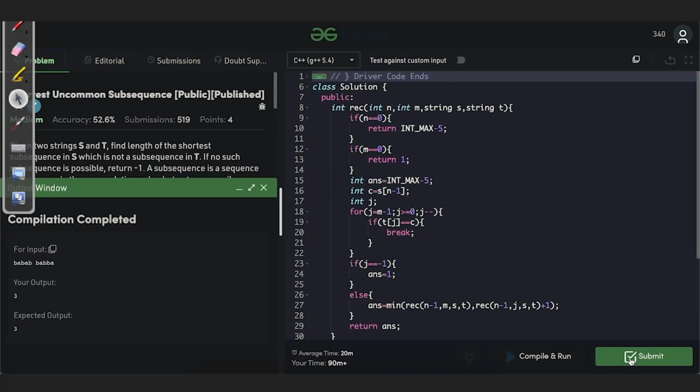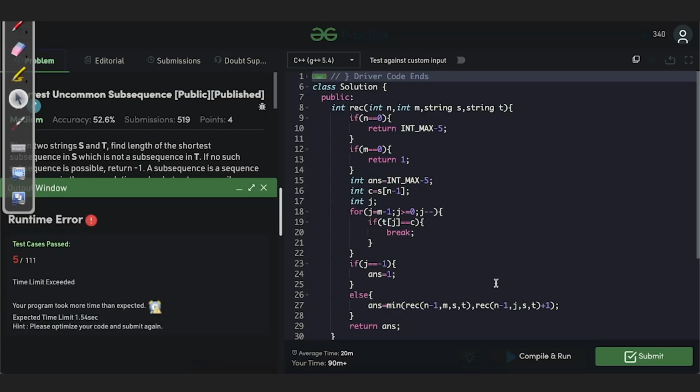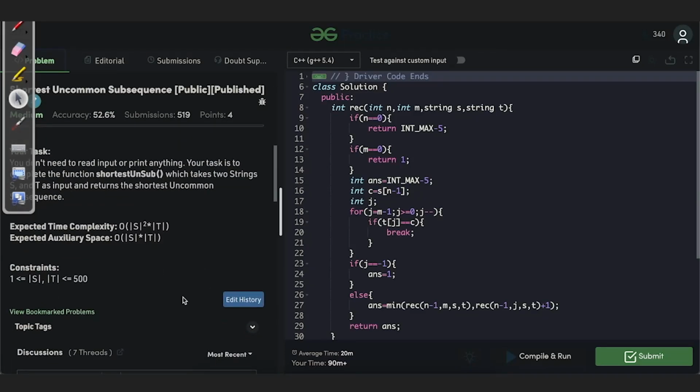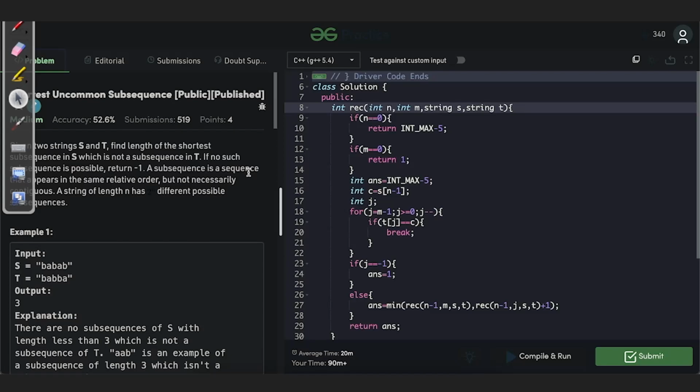Okay, let us try to submit this. And yes, we got a time limit exceeded. So why did we get a time limit exceeded? We got it because the value of S and T is 500, and the time complexity we have is exponential, that is 2 to the power n. Why? Because we are making a choice that either we include or we exclude, and we are also doing a big O of m operation over that. So 2 to the power n into big O of m itself.